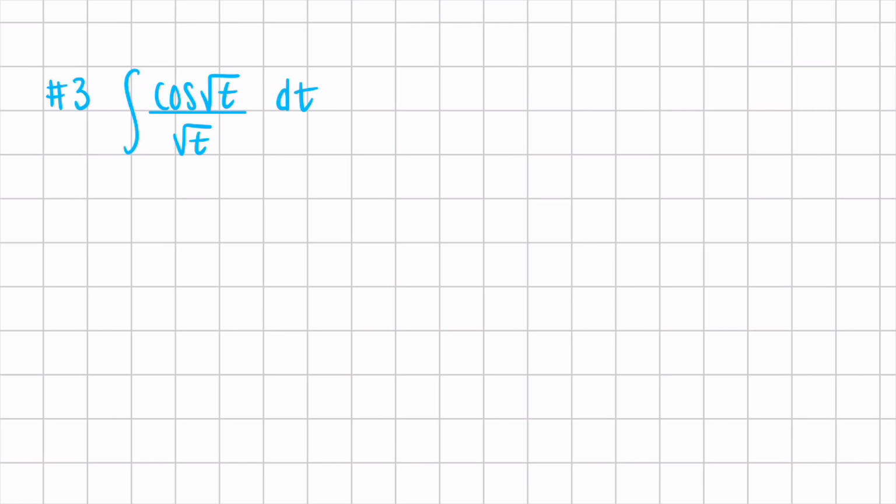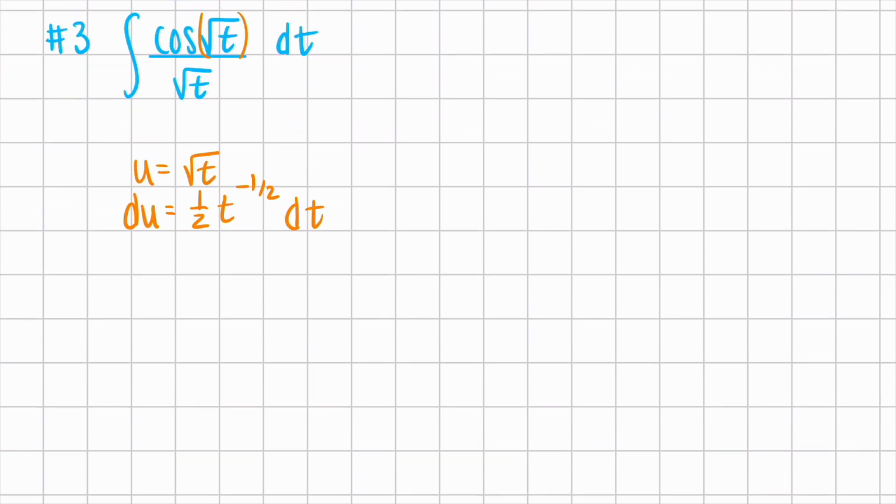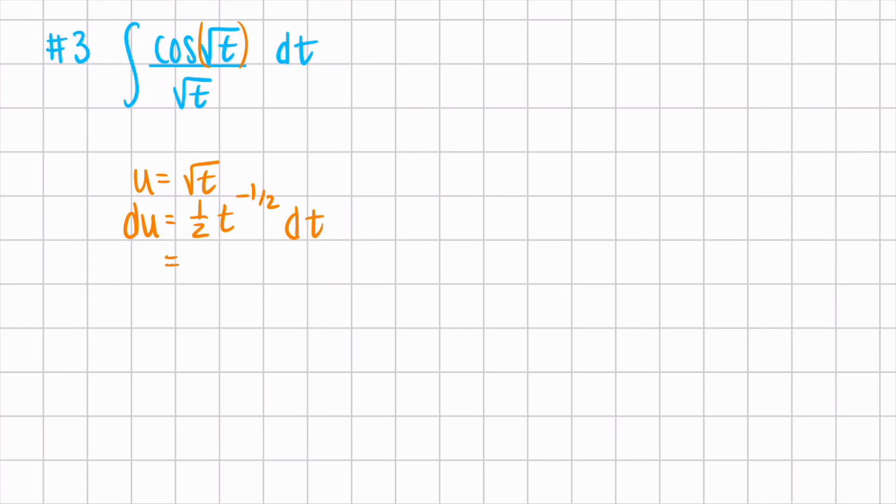Okay, next one. Notice your argument is the square root of t. I have cosine of the square root of t. So let's make u equal to the square root of t. I know how to do cosine of t, but not cosine of the square root of t. So take your derivative, du, keep in mind square root of t is t to the 1/2. So I have 1/2 t to the negative 1/2 dt. And if I rewrite this, this is 1/2 times the square root of t.